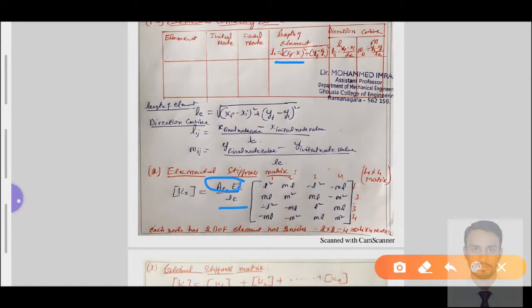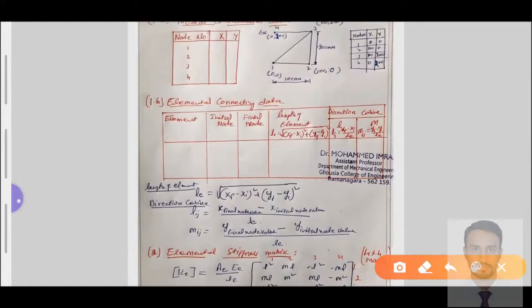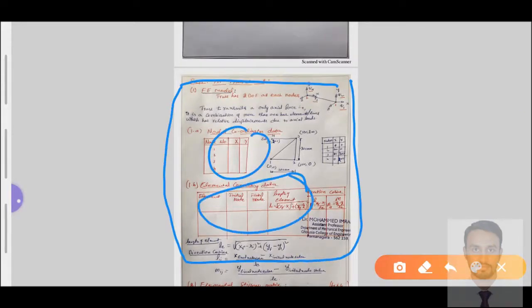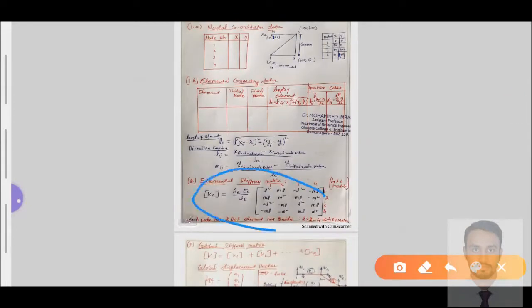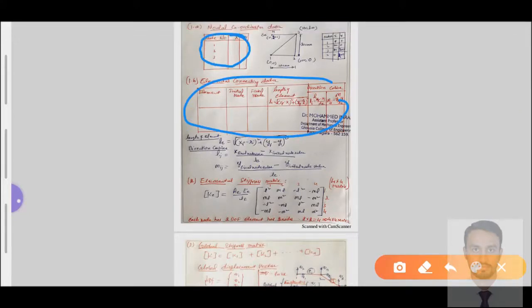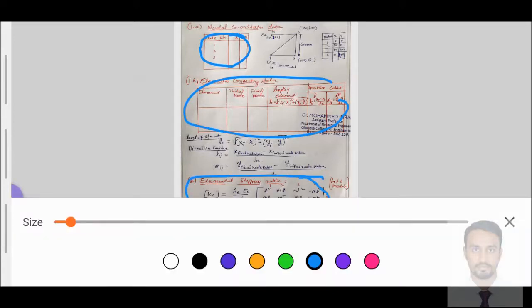We have the area of cross section and Young's modulus from the given data of the problem. The direction cosine l for element number 1 we have found, and m we have found. We need to substitute all those values in this stiffness matrix. Why have we done all this exercise here? In step number 1 we did the exercise to get this tabular column to find the elemental stiffness matrix. If we don't know how to get this elemental connectivity data and the nodal coordinate data, we are not able to get the elemental stiffness matrix in a truss element.